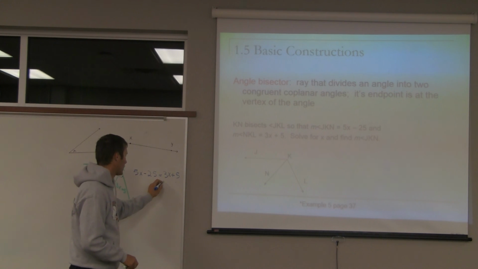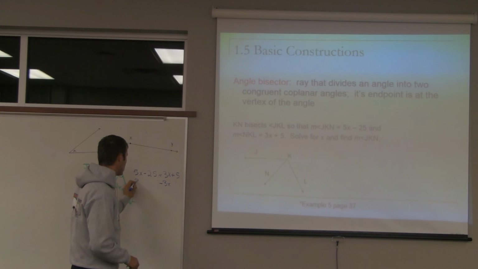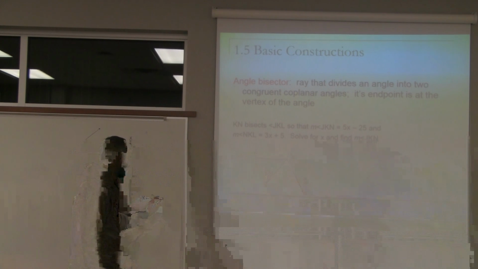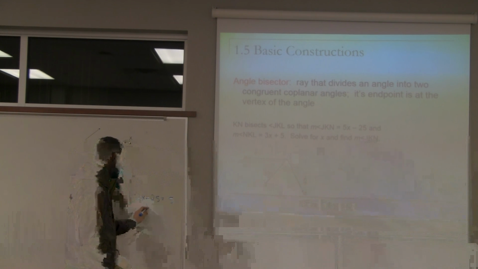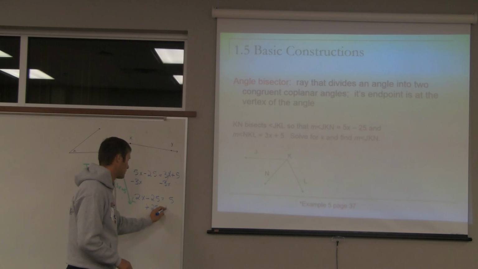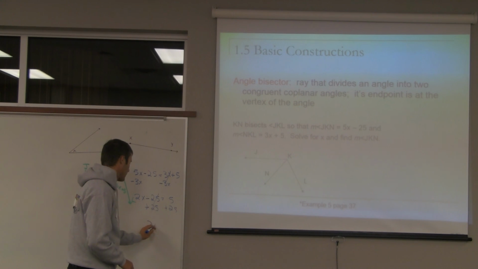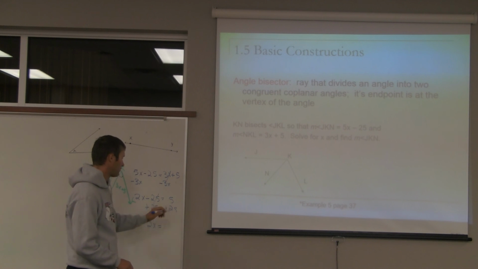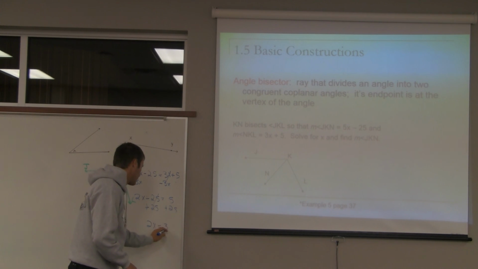So I'll subtract 3x from both sides. So those cancel. I have 2x minus 25 equals 5. Add 25. So once again, that cancels. I have 2x left, equals 5 plus 25, which is 30. Divide by 2. So x is equal to 15.